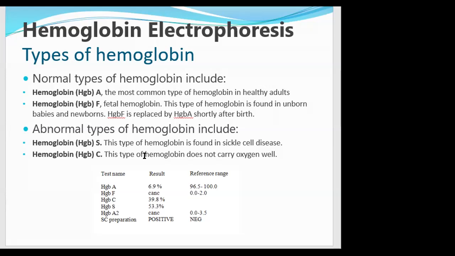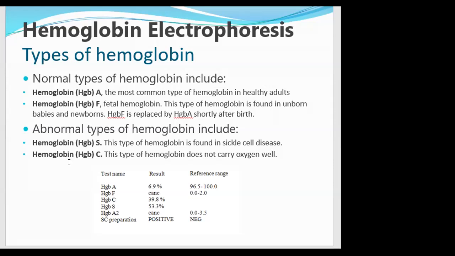The abnormal types of hemoglobin. So abnormal types of hemoglobin are hemoglobin S, and this is the type of hemoglobin that's found in sickle cell disease. And then you have hemoglobin C, and this is another type of hemoglobin. Some children with sickle cell disease have hemoglobin C, but it does not carry oxygen well. So it doesn't work as well. It's not sickled, but it doesn't work as well. It's not as good as that A or F hemoglobin. There's other types of hemoglobin as well, but these are the main four that you really need to know about.